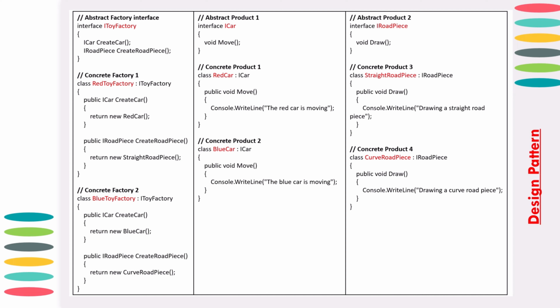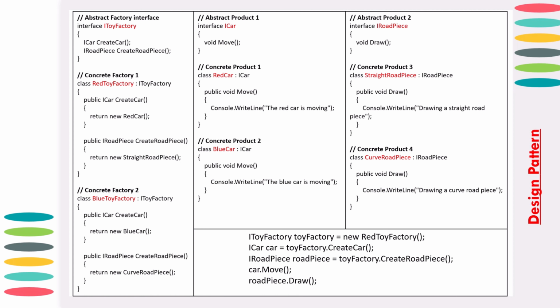To use this abstract factory pattern, this code creates an instance of RedToyFactory and calls createCar and createRoadPiece. The createCar creates a red car and the createRoadPiece creates a straight road piece. I can create an instance of BlueToyFactory as well and call the same methods, createCar and createRoadPiece, which create a blue car and a curved road piece.